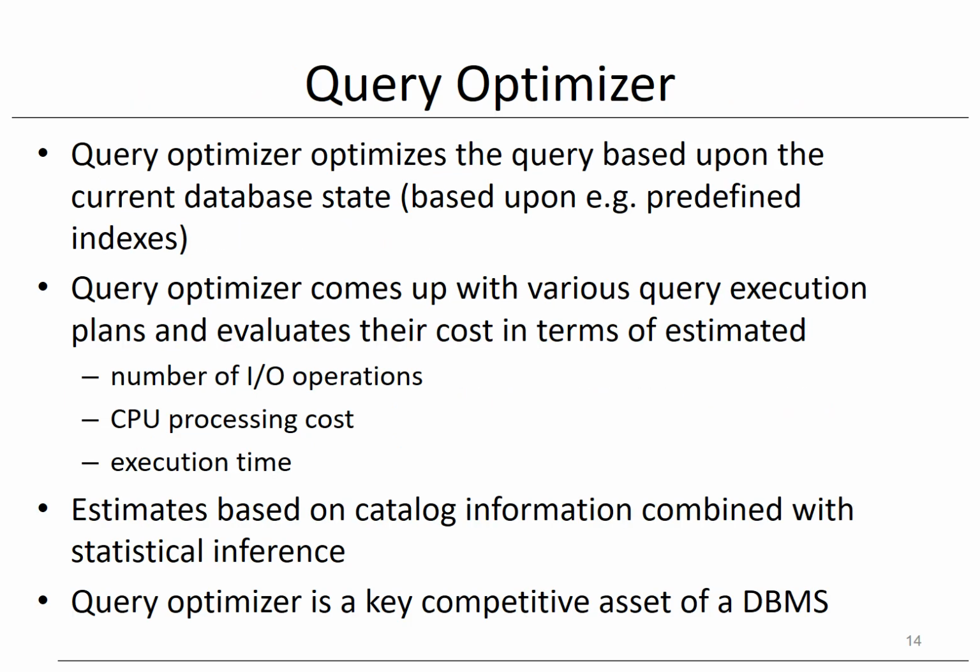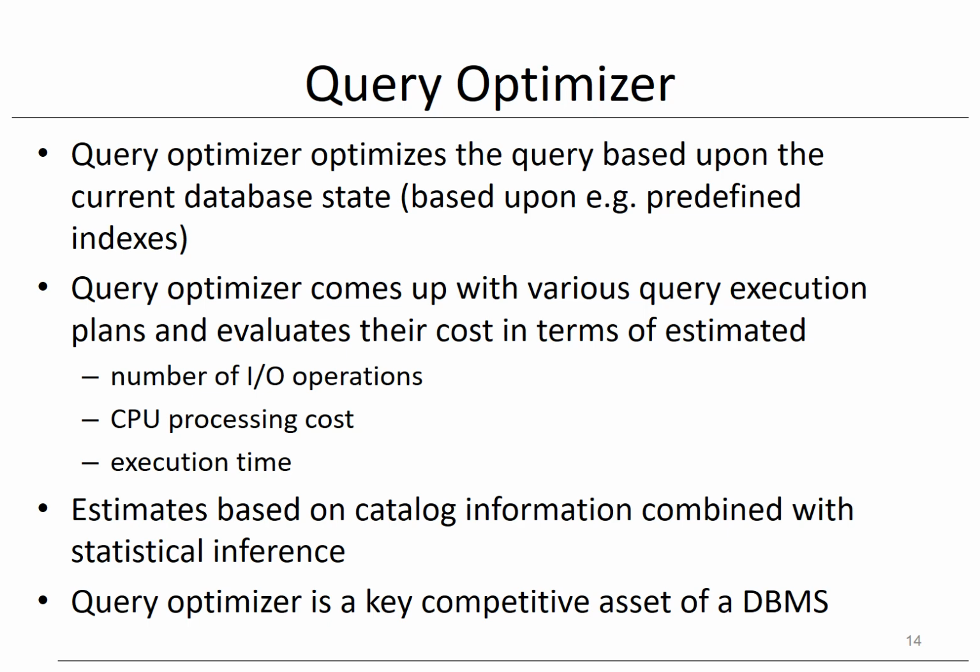The query optimizer is a very important component of the query processor. It optimizes the query based upon the current database state. It can make use of predefined indexes that are part of the internal data model and provide quick access to the data.